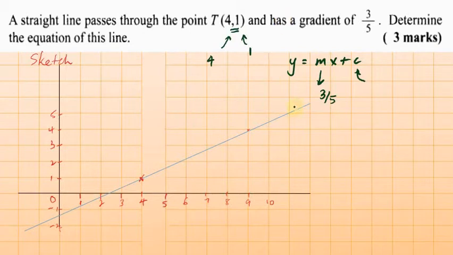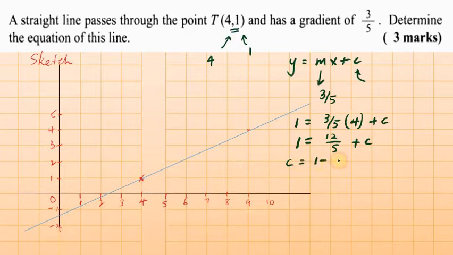So let's substitute into this equation now. When y is equal to 1, m is equal to 3/5, x is equal to 4, and we can find c from this. So 1 is equal to 3/5 times 4, which is 12/5, plus c. So c is equal to 1 minus 12/5. So c is equal to -7/5, or -1 and 2/5. As you can see here, that is between -1 and -2, so my answer here is correct.